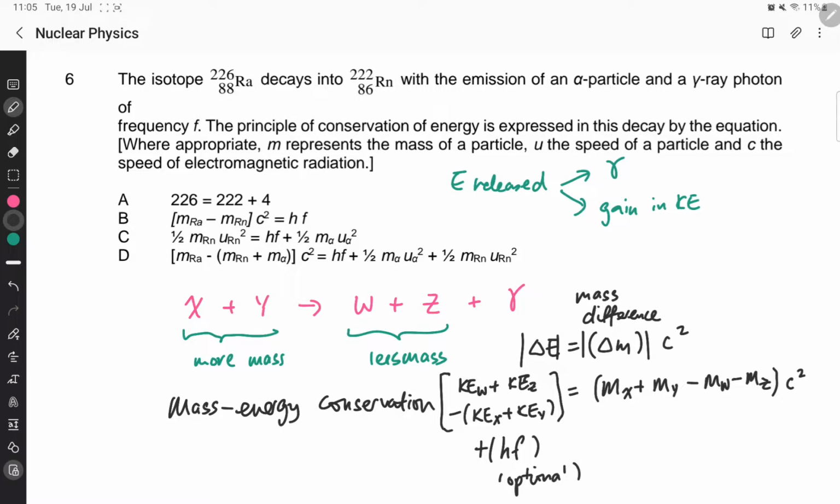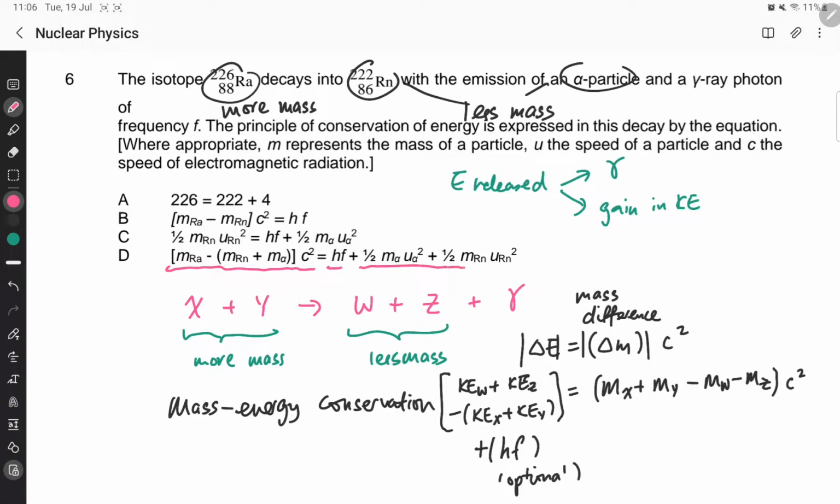Therefore, applying this to the question, you will see that the radium decays into radon and the alpha particle and the gamma photon. So this guy must have more mass, because after the decay it turns into two particles which together have less mass, therefore energy is released. So the left-hand side gives you the delta m c squared, and it's equal to hf, which is the gamma's energy.